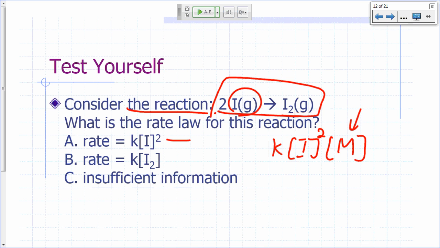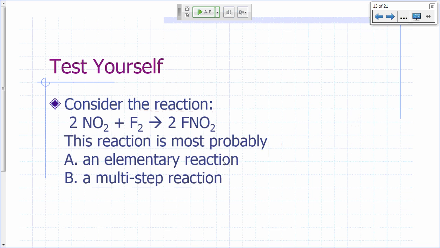So be alert to that. If it doesn't say it's an elementary reaction, if it's not obvious that it's an elementary reaction, if it's not being proposed as part of a mechanism, in other words, not being proposed as an elementary reaction, don't assume that it is. So this one, you don't have enough information.